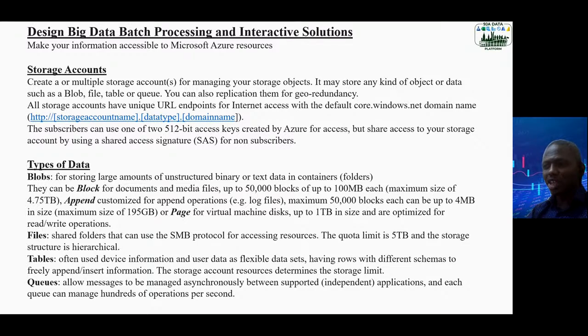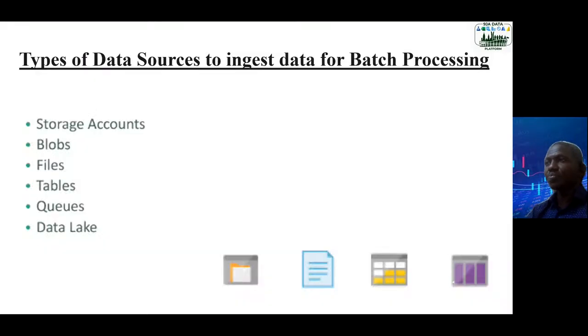The first one is what? Queue. Now, queue have messages to be managed asynchronously between supported independent applications. Again, we have said type of your data in the storage account: blob, files, table, queue. Another one is data lake. We'll talk about it now.